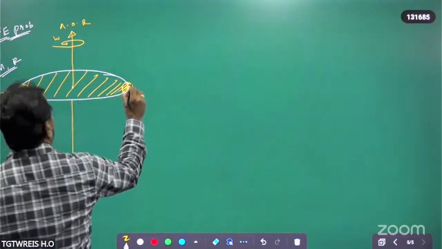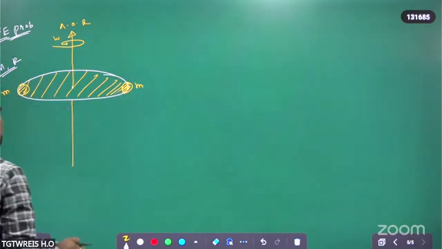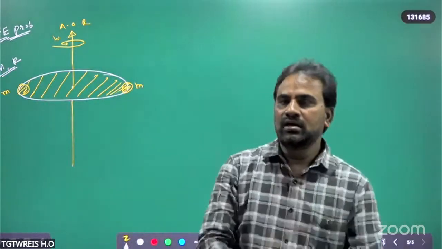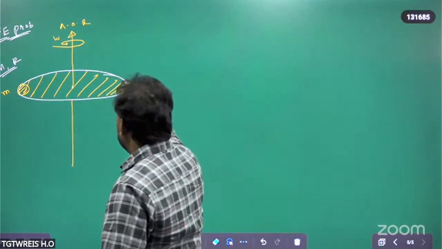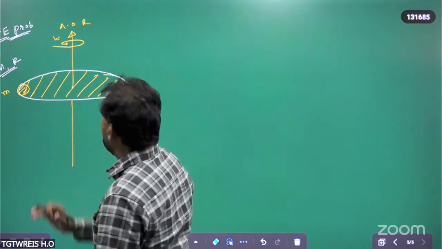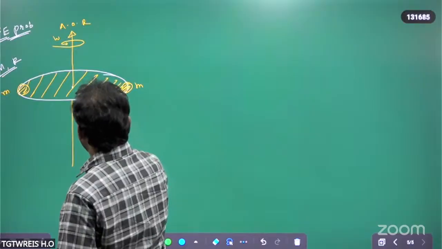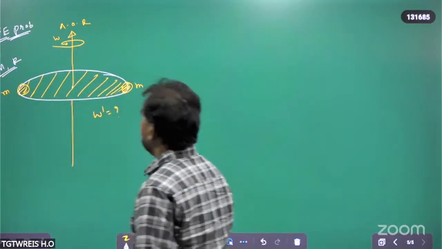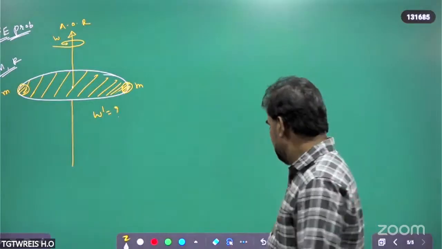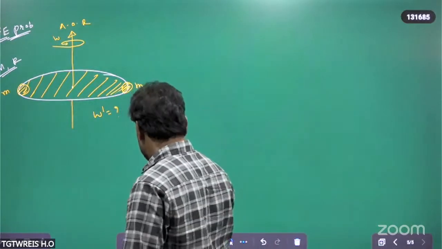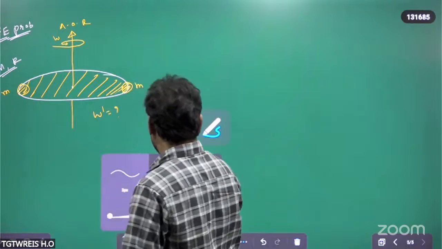Two identical particles, each of mass m, are gently placed on the edges of the disk like this. Then what will be the change in its angular velocity? What will be the changing angular velocity of the disk? That is what we have to calculate now.